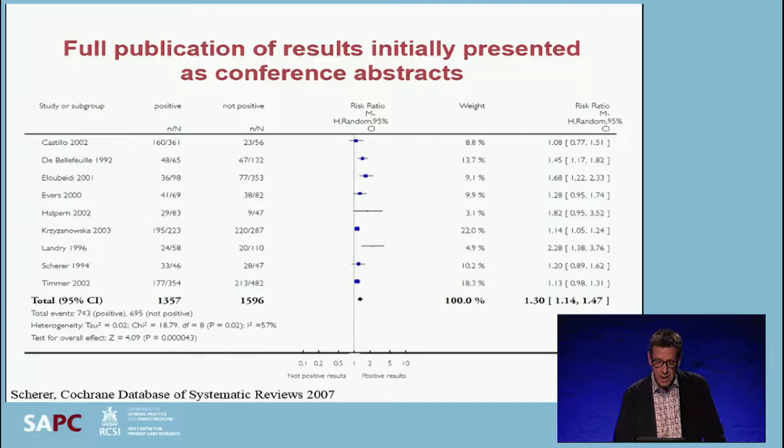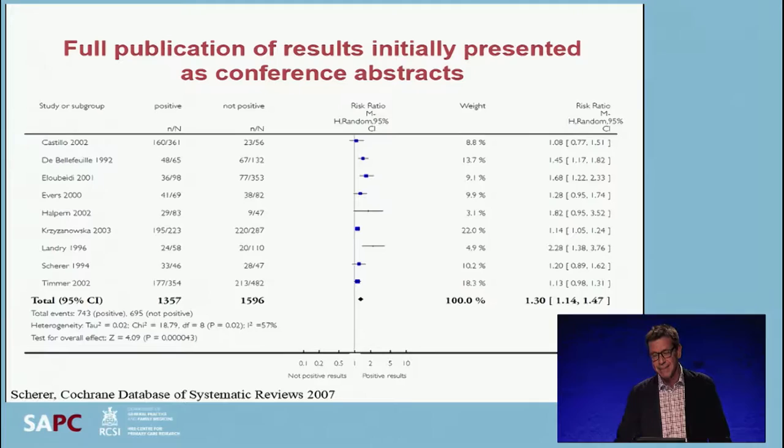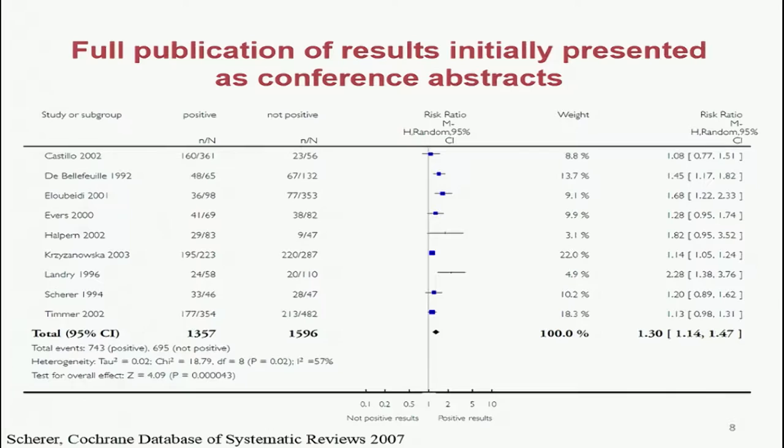Now, why does this matter? It matters for the reason that I already mentioned, namely that this is not a random process. It wouldn't matter if you did all these studies and randomly some get published and some don't, but this is not the case. The statistical significance of the positive outcome versus a not very positive outcome on this slide is associated with full publication. And this, of course, means that you get a distorted view of all the evidence when you look at the published abstracts compared to all the abstracts. And of course, a negative study is as important as a positive one.